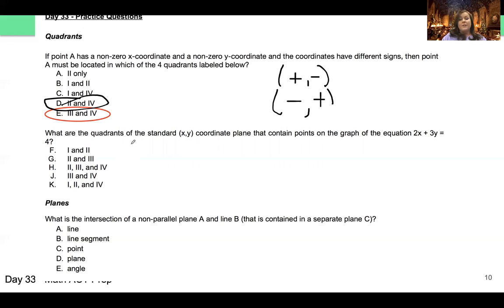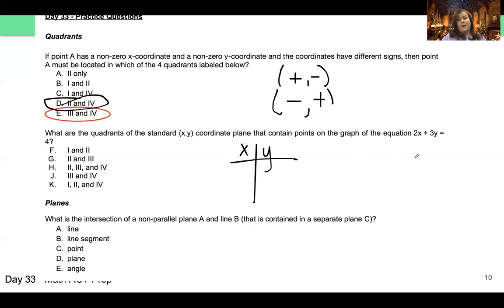What are the quadrants of the standard XY coordinate plane that contain points on the graph? Here we've got our equation, 2x plus 3y equals 4. And probably the easiest thing to do with this one, if you have a graphing calculator, is to graph it. You can look immediately what quadrants it goes through, and there you go. If you do not have one, I'm going to do an XY table.